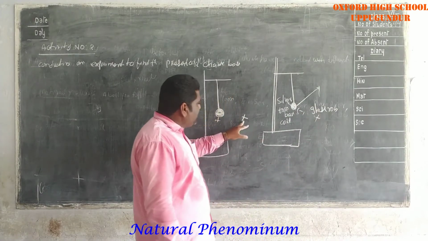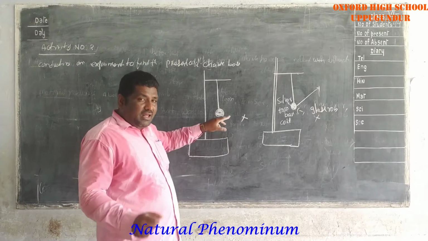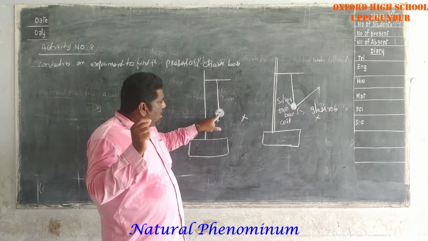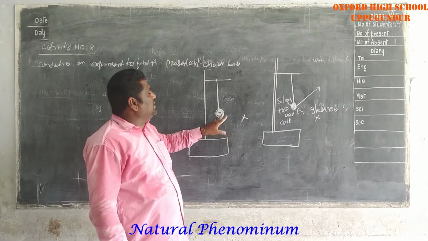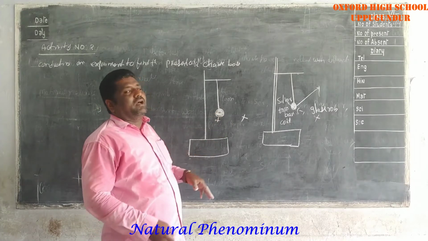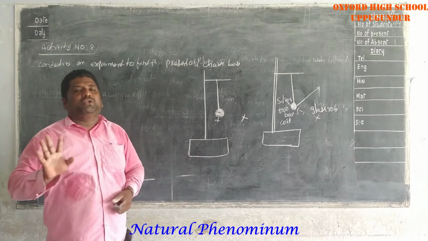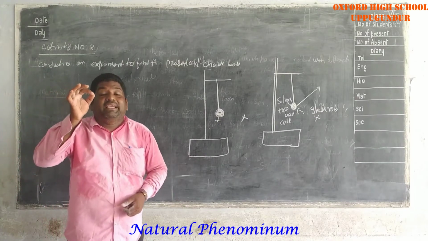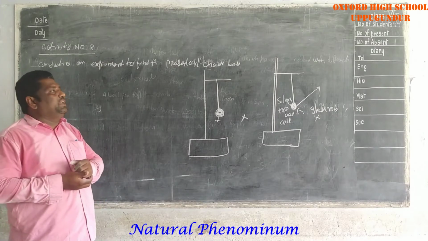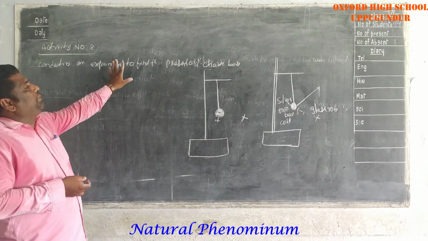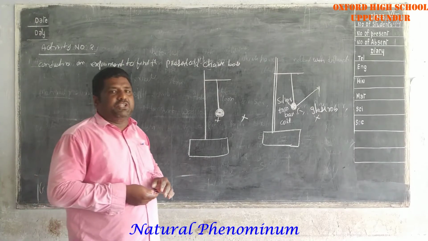Next, first of all, the glass rod is rubbed. The glass rod is touched with the silver foil, and then this glass rod is brought to touch the thermocol ball. The thermocol ball moves away to some distance. This experiment is to find out the presence of any charged body.